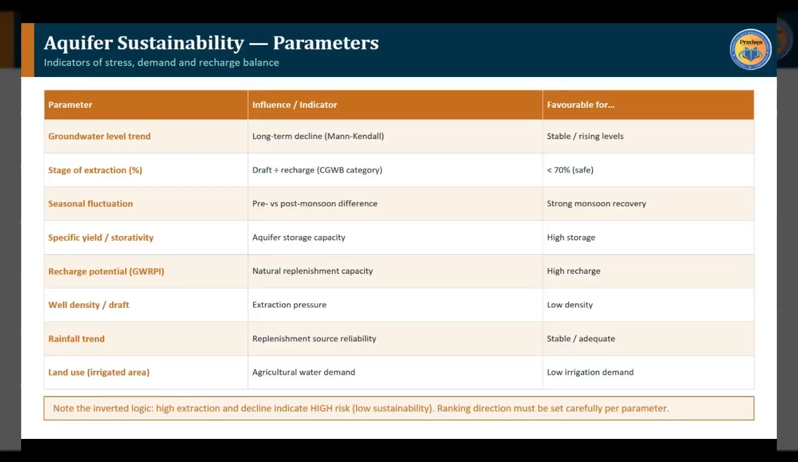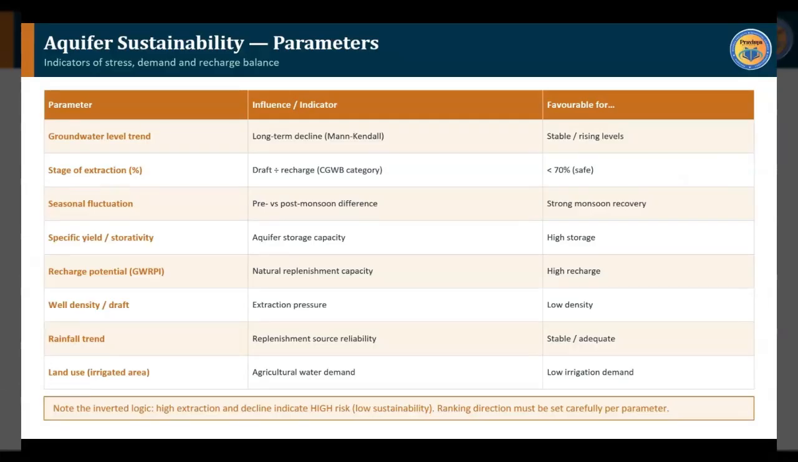Second is the stage of groundwater extraction. This is the ratio of how much we draw out to how much we recharge, the very ratio that the Central Groundwater Board uses. If that ratio is over 100%, we are mining the aquifer. That is the overexploited category and maximum risk.